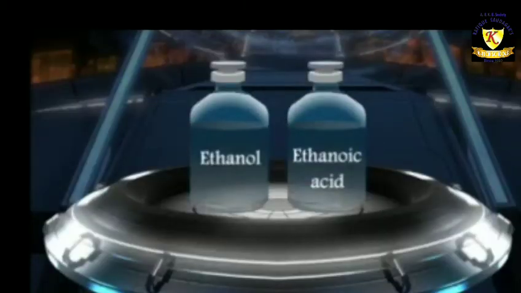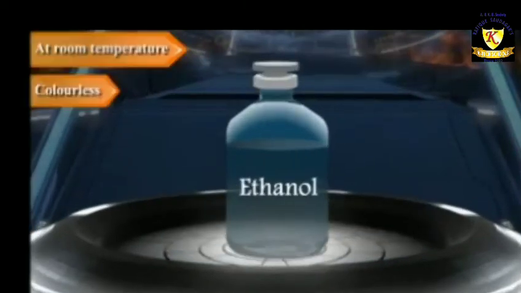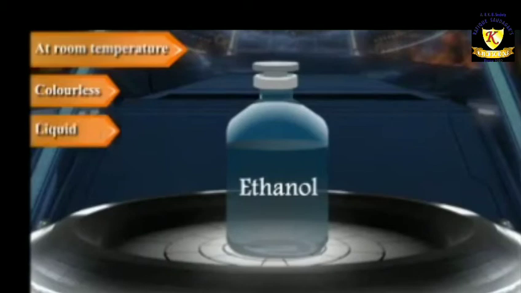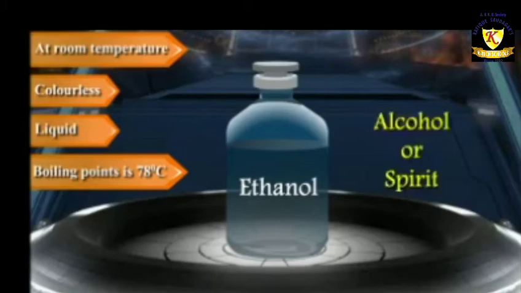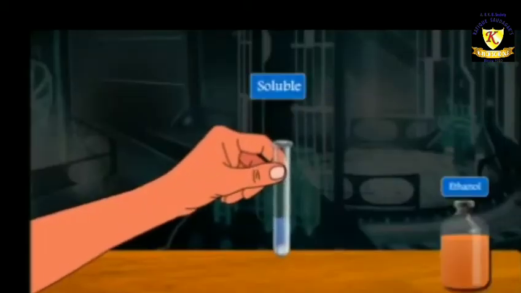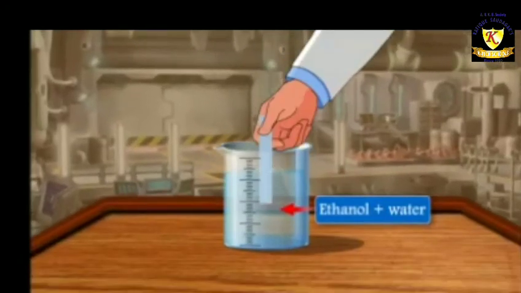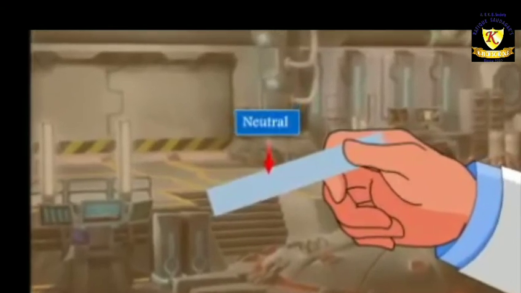Ethanol and ethanoic acid are two of the commercially important carbon compounds. Let us now learn more about them. At room temperature, colorless ethanol is a liquid and its boiling point is 78 degrees Celsius. Generally, ethanol is called alcohol or spirit. Ethanol is soluble in water in all proportions. When an aqueous solution of ethanol is tested with litmus paper, it is found to be neutral.